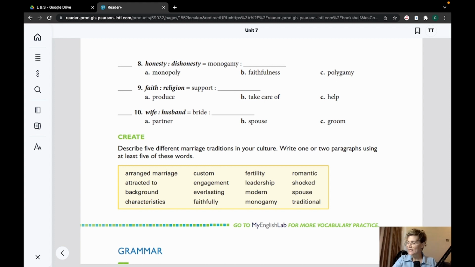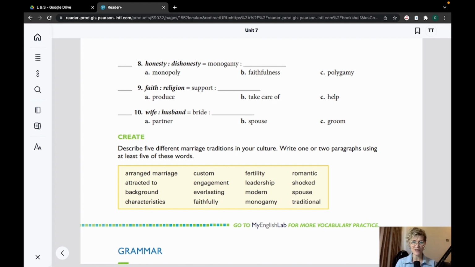This straightaway reviews on what a synonym is, antonym, cause and effect, and degree. And we've been talking about that throughout the unit. Yeah. So in creating, we see here describe 5 different marriage traditions in your culture.